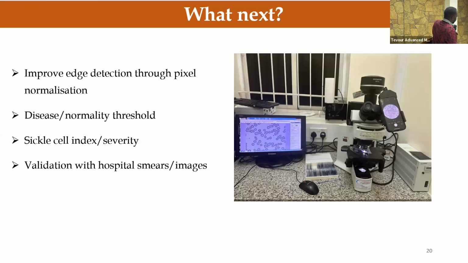This is some of the work I'm doing. Those are slides there with blood. This is a light microscope, but it's connected to a camera that is capturing those images. But even if a facility doesn't have that, you can just attach your phone there and take the image.